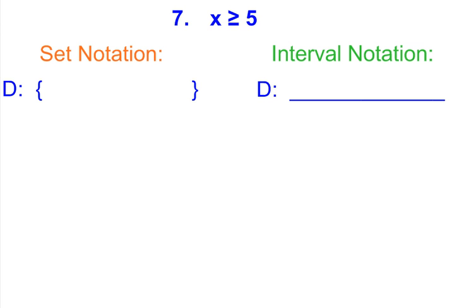So let's try number 7. This one now, 5 is included. That's the only difference, right? We have a line under there now. It's greater than or equal to. So my set notation is the same. Values of x such that x is greater than or equal to 5.